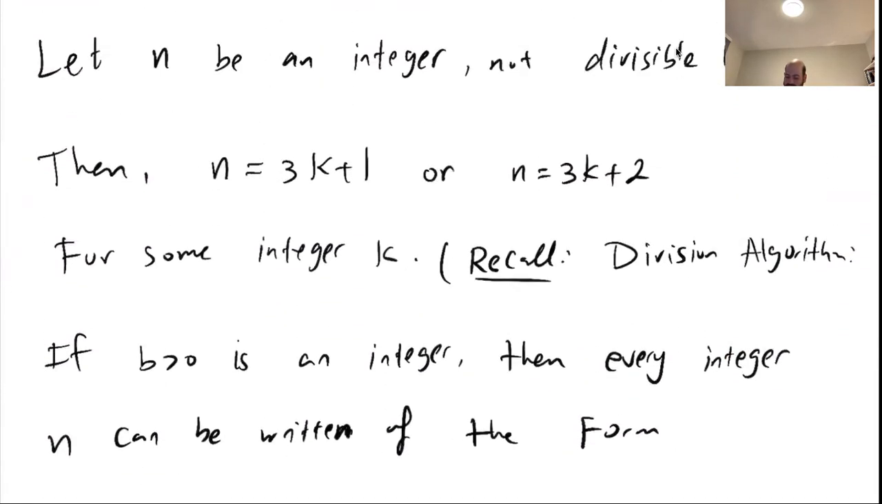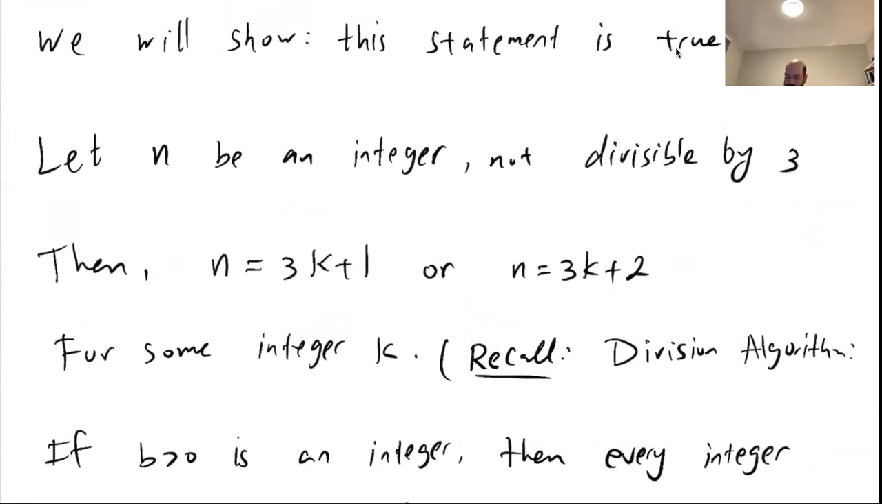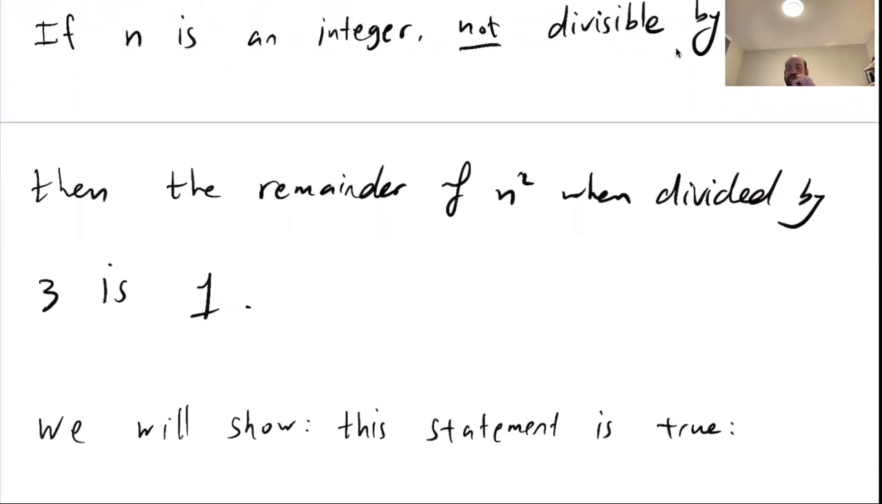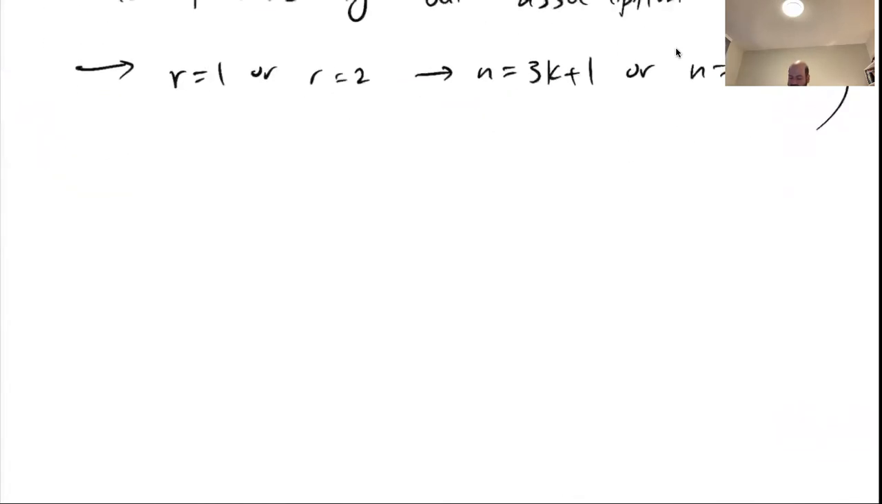So far we have n equals 3k plus 1 or n equals 3k plus 2. I started with the assumption, and I concluded this. What do I want to have at the end? At the end, I want to conclude a statement about n squared, that n squared has remainder 1 when divided by 3. So what should I do in this step? I already have a statement about n, and I want to get n squared. I just have to raise to power 2 to make sure that n squared appears in my proof. Okay, so now raise to power 2.